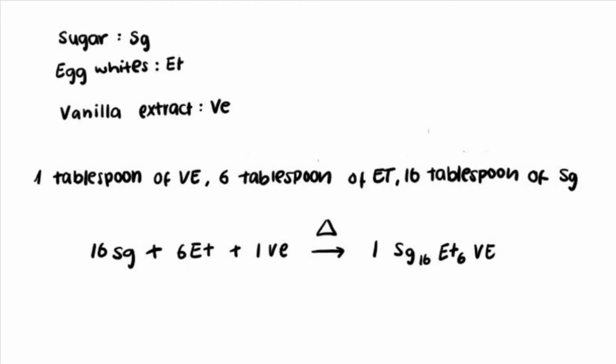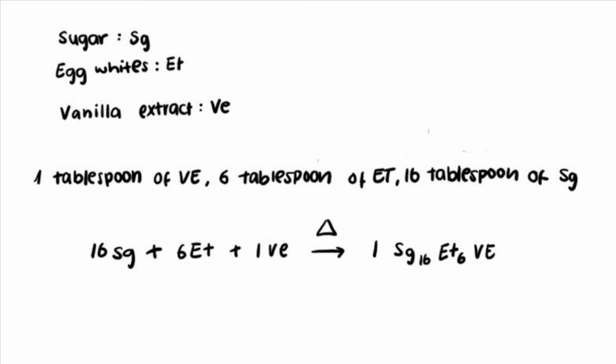To set up our equation, we are changing our ingredients into symbols. For example, sugar is Sg, egg white is Et, and vanilla extract is Ve. This is how we set up our equation. So the coefficients in this photo represent the tablespoon measurement and the number of moles of the following ingredients. So we have 16 moles of Sg reacting with 6 moles of Et and 1 mole of Ve.